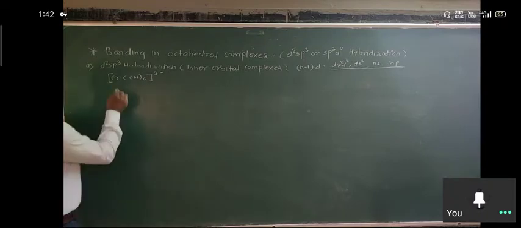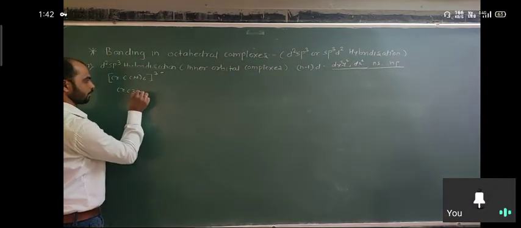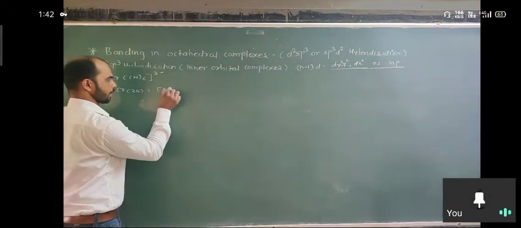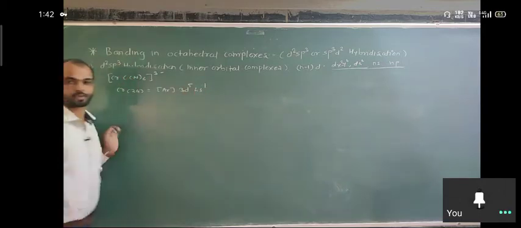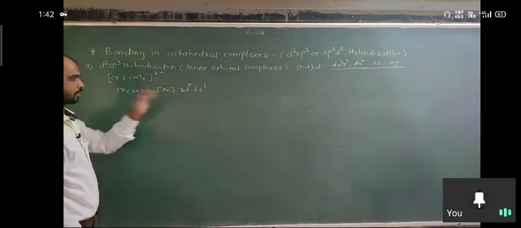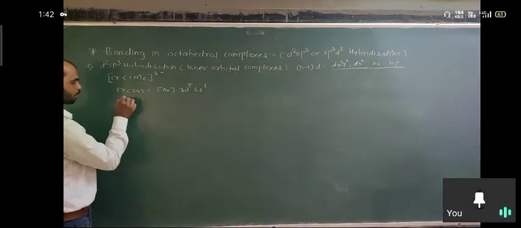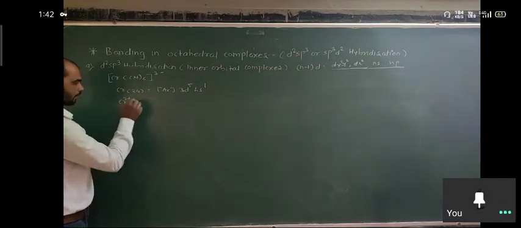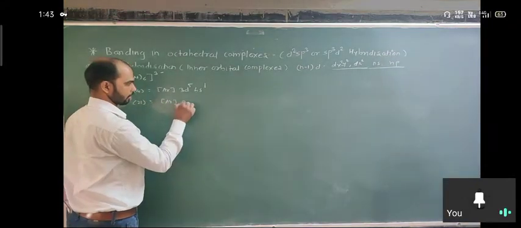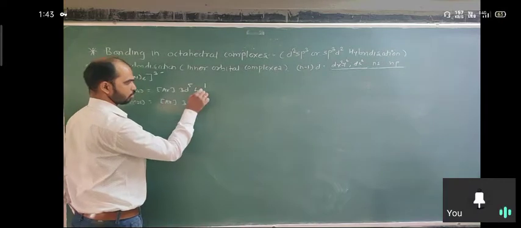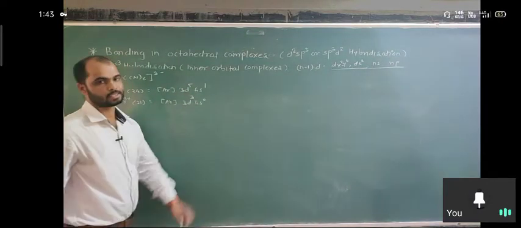So, chromium, atomic number 24, electronic configuration [Ar] 3d5 4s1. It is an anomalous electronic configuration, 3d5 4s1. So what is the oxidation state? Chromium is present here in oxidation state +3. That means 21 electrons. So here [Ar] 4s0, 1 lost from 4s and 2 lost from 3d. So the remaining is 3d3.